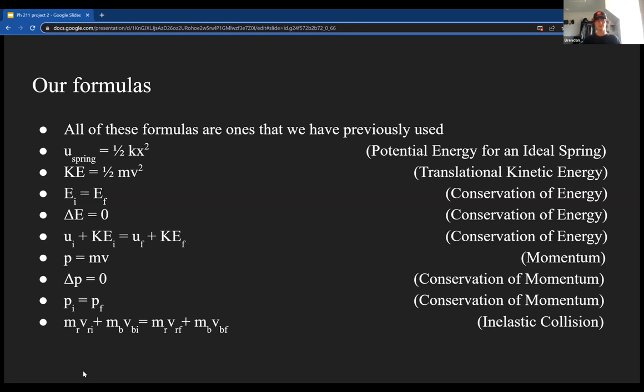Some other formulas we'll be using would be momentum, which is momentum equals mass times velocity. We'll also be using the conservation of momentum formulas, which is the change in momentum should be equal to 0. And that should also be the momentum initial should equal momentum final. And we'll also be using the inelastic collision formula, which is detailed there.